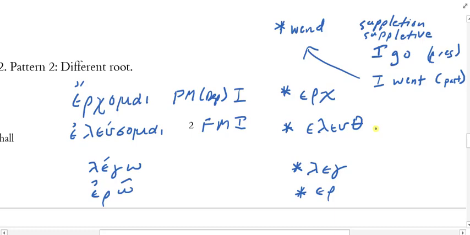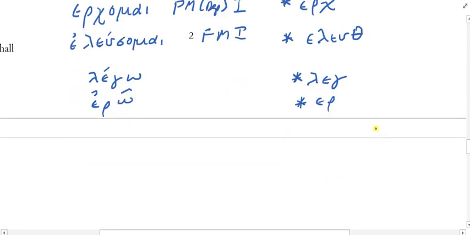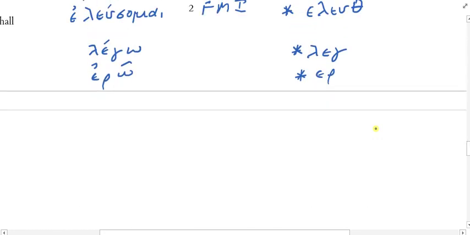Okay, so we will move on here. Well, actually, you know what? There is one more set. It's good to just review these things. We have the verb horao, which is a contract verb, horao, and the verb opsomai, which is the future. Oops, that's smooth breathing. Opsomai. Okay, and what are the roots here?